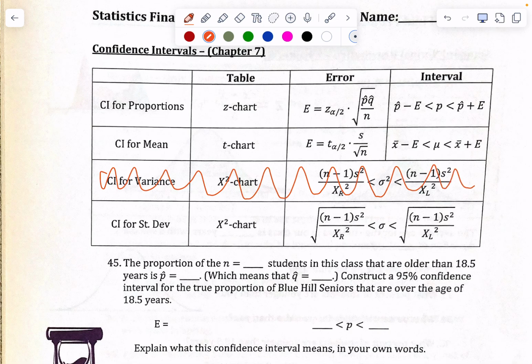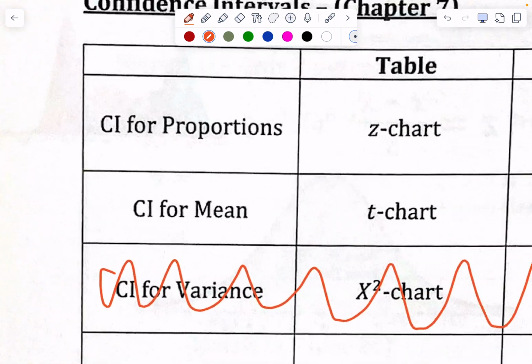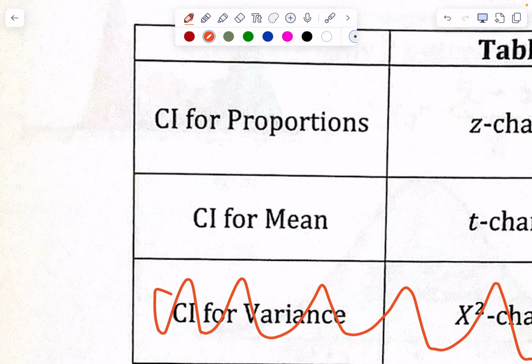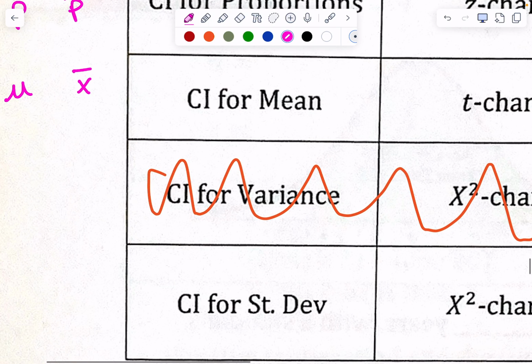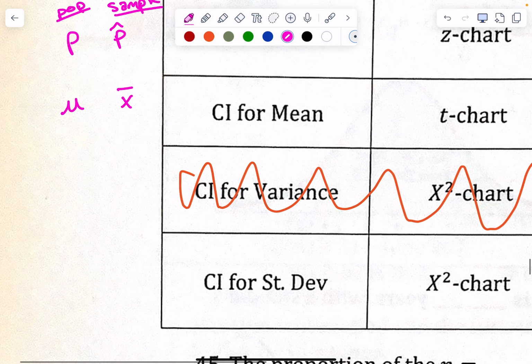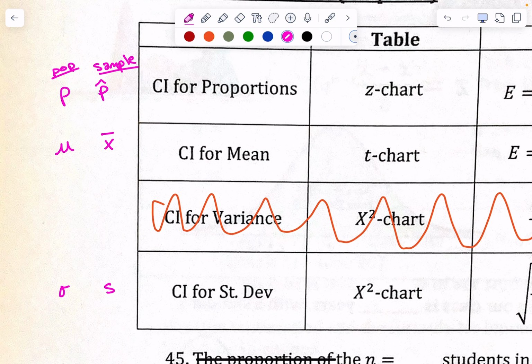Okay. So confidence interval for proportion. What symbol do we use for proportion? P. P is for population. P hat is for sample. Okay. Mean. What do we use for mean? Mu or X bar. That's population, sample. Standard deviation we use sigma or S. Those are the variables that we use.